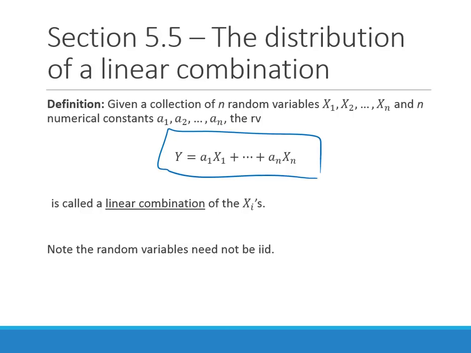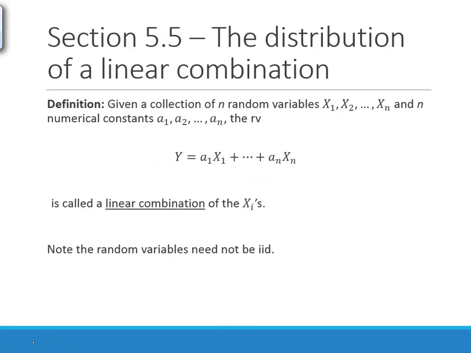So if I have n random variables, x1 to xn, and a bunch of constants, a1, a2, all the way up to an, then this is my linear combination. In general, just note that the random variables do not have to be independent and identically distributed. It might often be the case, but a linear combination is defined regardless. I'm just scaling each one of my x's and then adding them all up.